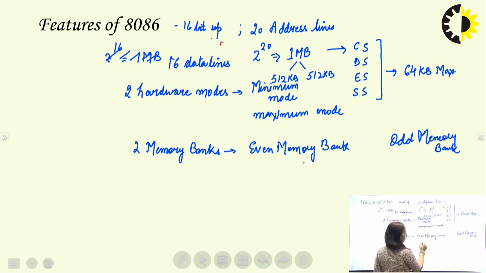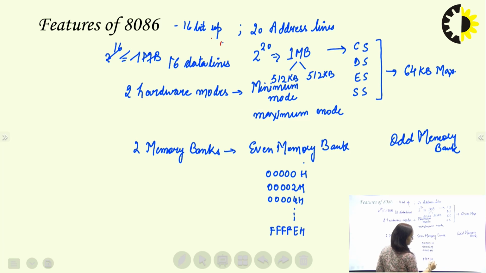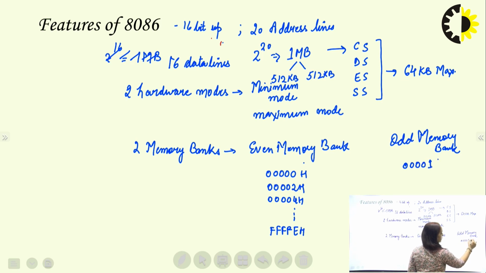In the even memory bank, we will have all the even addresses, starting from 00000H, and it will go up to FFFFEH. And in the case of the odd memory bank, all the odd addresses are collected in this odd bank, and it will go up to FFFFFH finally.